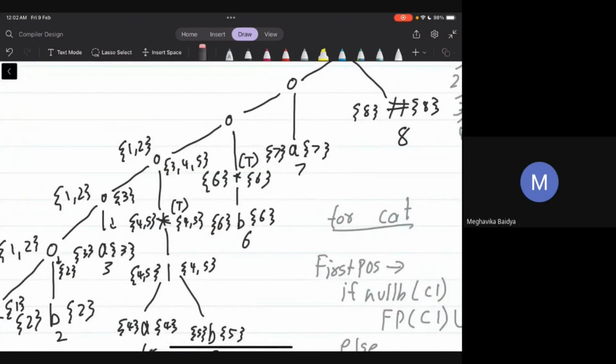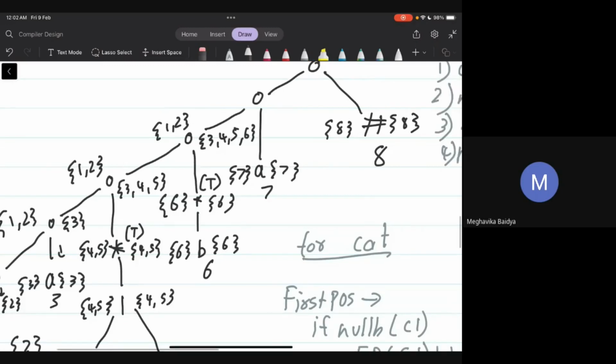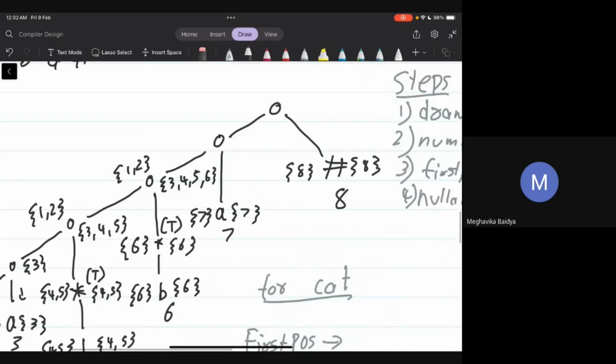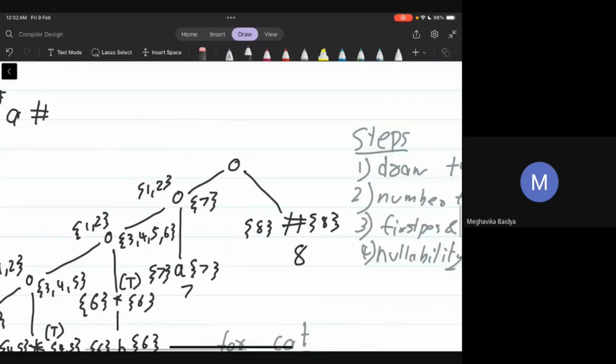So this is done. Now again the next node. For the next concatenation, same thing, 1 comma 2 here. And for the right side, the last pos is again true, so you take a union, which is 3 comma 4 comma 5 comma 6. And then the next one: both are false, so 1 comma 2, and here it's only 7. Again the next one is just 1 comma 2, and this is 8.